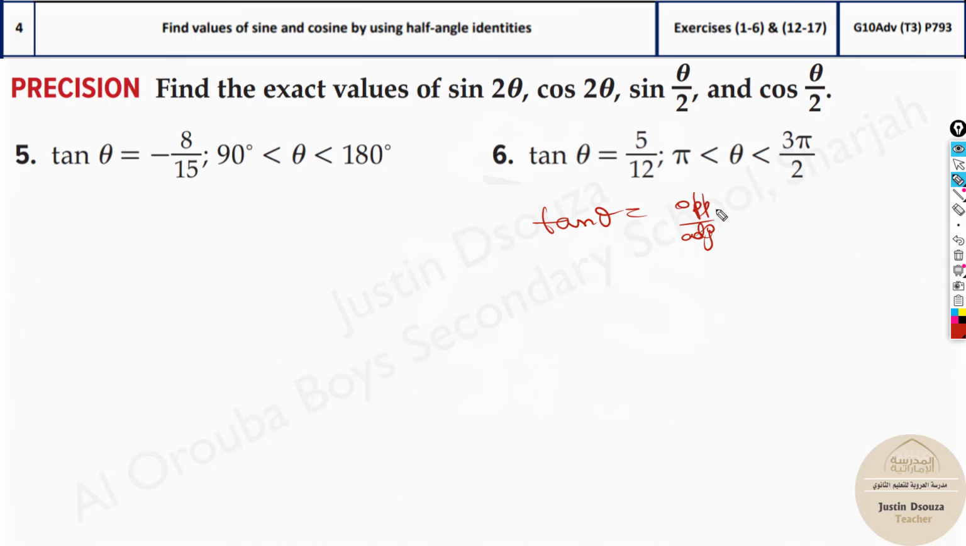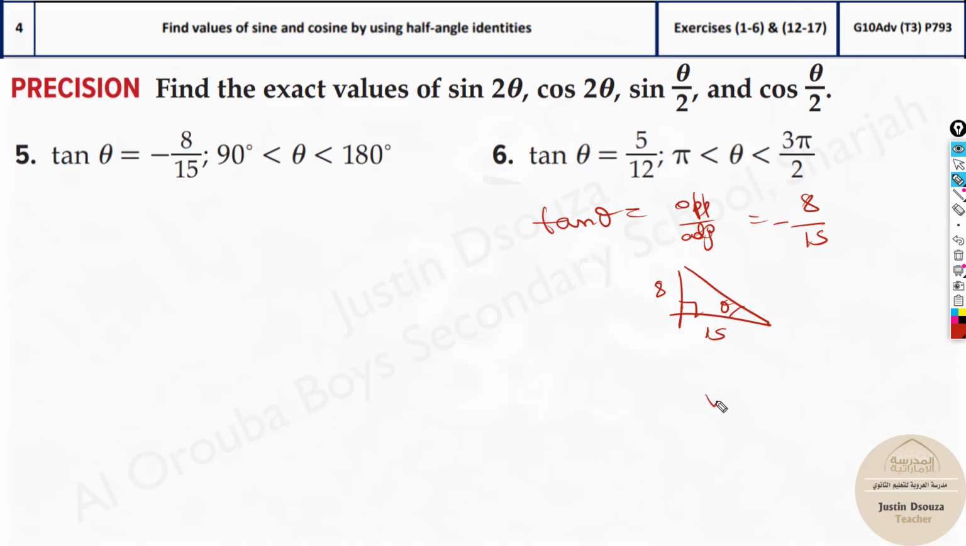Now, if this is opposite by adjacent, what is this over here? 8 by 15. Negative sign represents the quadrant. The quadrant is the second quadrant. Over here, second quadrant tan is negative. That's why it's minus. Now, opposite side is given. Adjacent side is given. What is the hypotenuse? Now imagine this is 90 degree, this is theta. Opposite side over here is 8, adjacent side over here is 15.